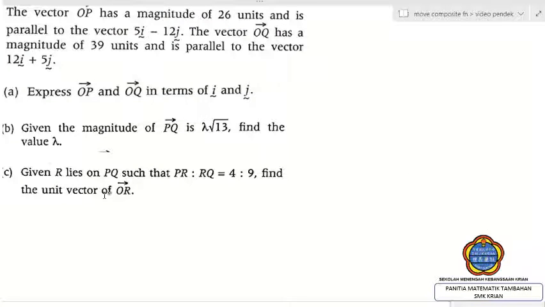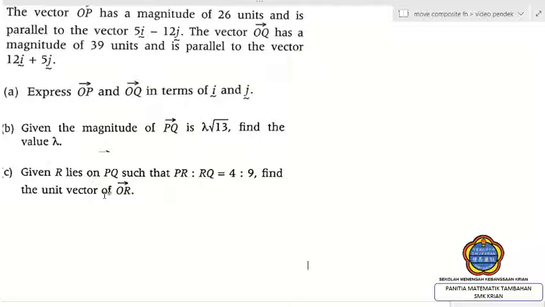Hello everyone. Okay, now we want to do and discuss a question of vector from chapter 8 form 4 syllabus. This question I choose for the revision for you in the type of SPM format question. This question consists of 10 marks. Question A 3 marks, question B 3 marks, question C 4 marks.